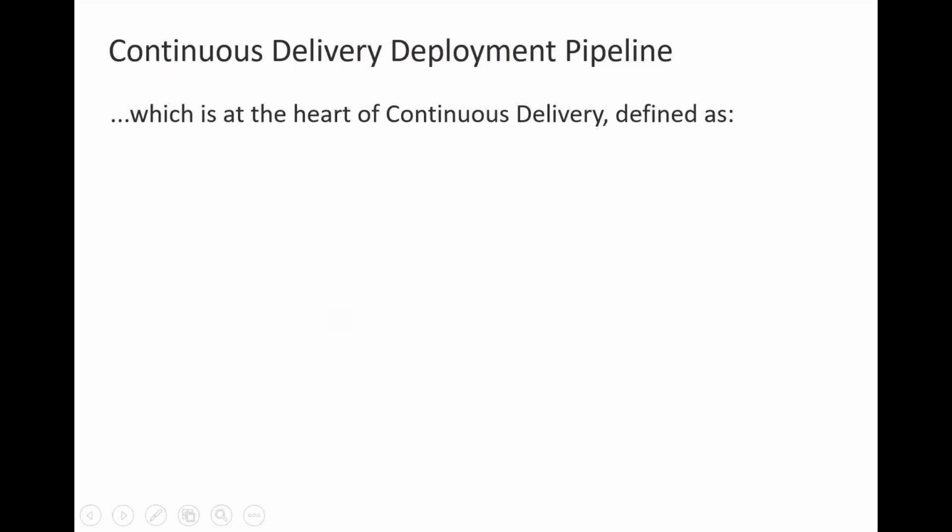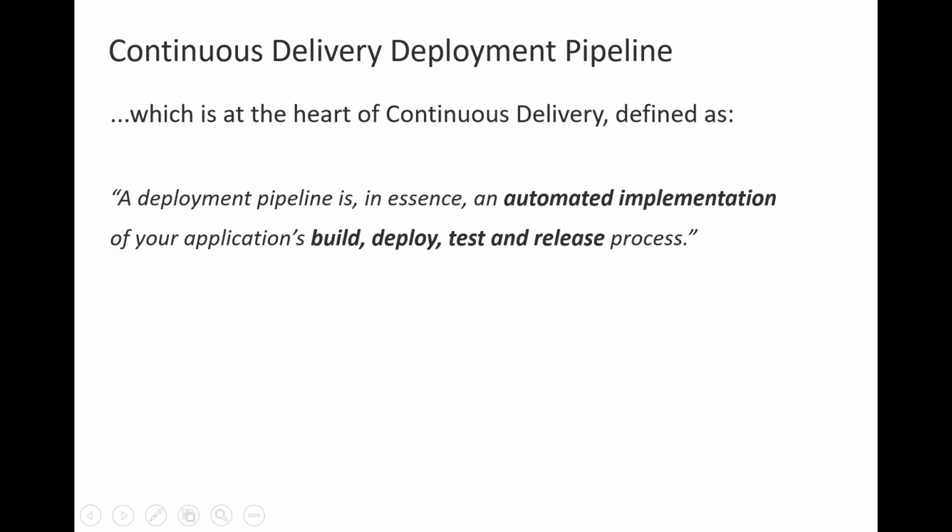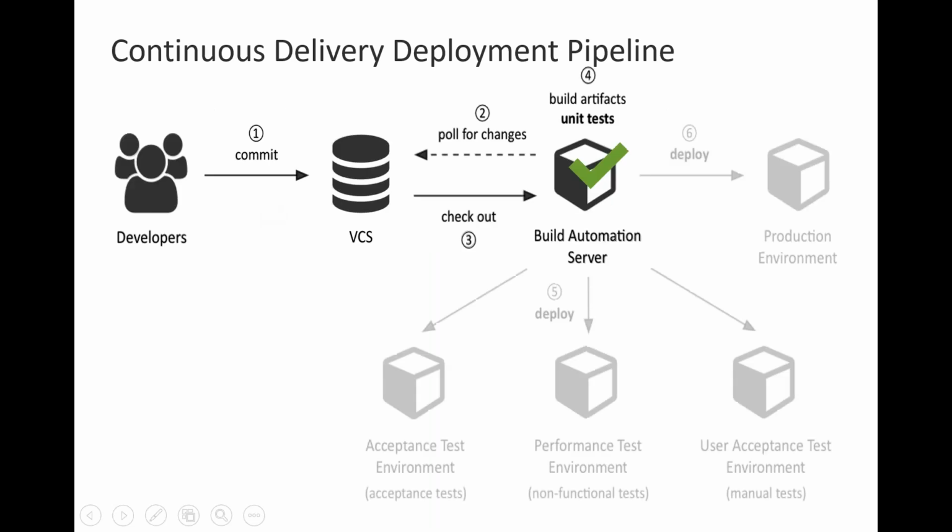We are seeing that continuous delivery and deployment pipelines are at the heart of the delivery process. This pipeline is in essence an automated implementation of your application's build, deploy, test, and release process. We already know it, but we are finally coming to how we apply a change to the production environment with all these processes. There is a final concept of delivery or deployment we are trying to understand.